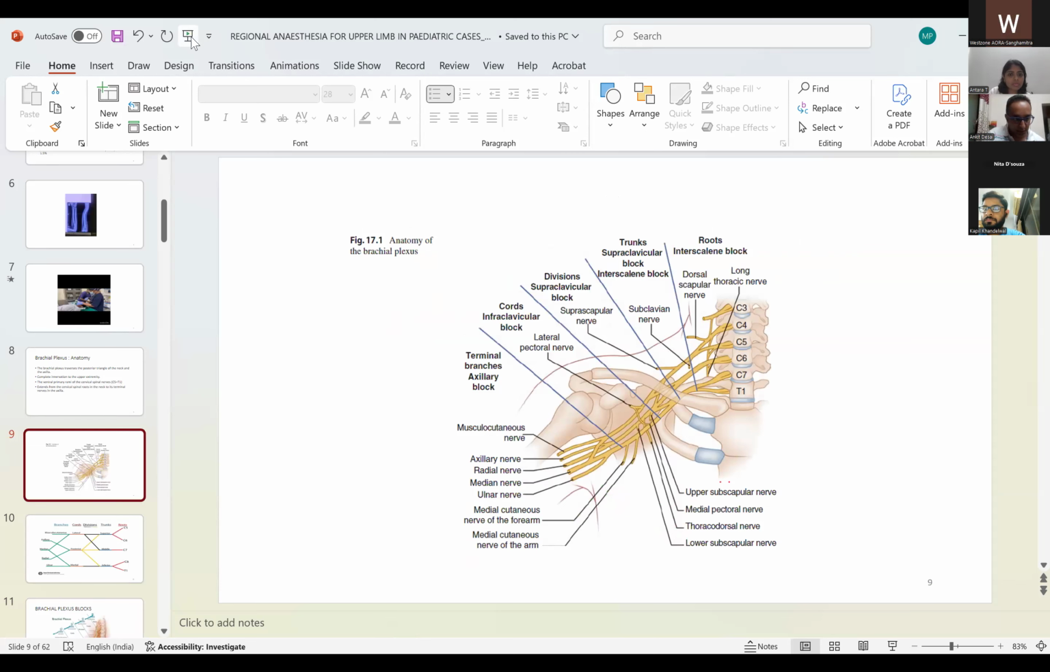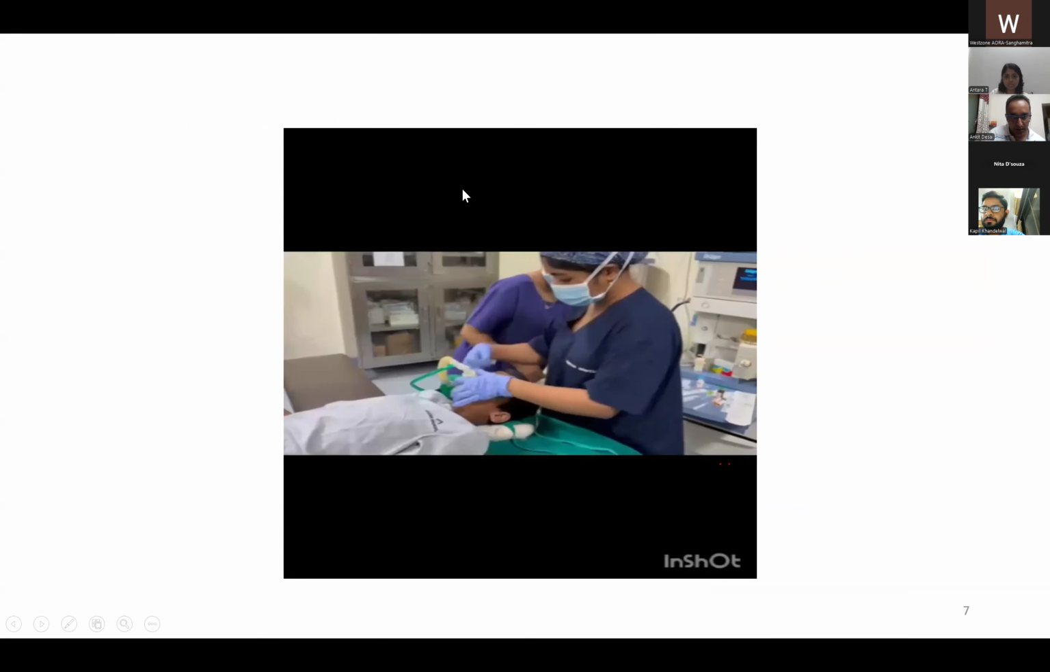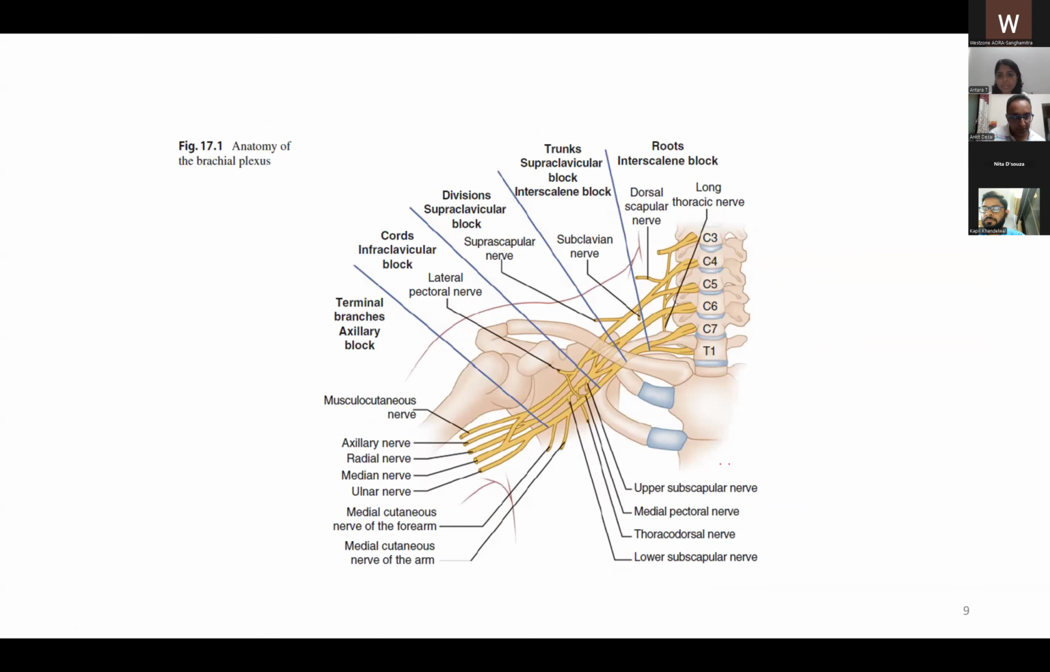Is annotation allowed over here? Can you see over here? There is no C8 in the picture. Just go back to that diagram. There is no C8 in the picture. So just make that correction. Don't use this diagram because C8 and T1 will be forming the lower trunk and there is no C8 shown in this picture. I think the next diagram also doesn't have a C8.